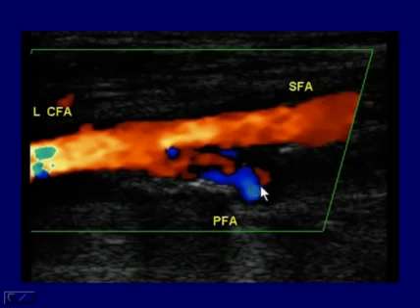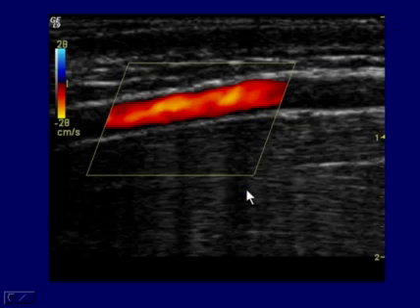If we look down this way, the profunda femoral artery or deep femoral artery is taking off, and we see good color filling there at the origin, although we're at a little bit different angle, so we're getting some color dropout, and we'd probably want to angle back in a different direction to get better color filling in the profunda. But this is really about the only segment of the profunda we typically evaluate.